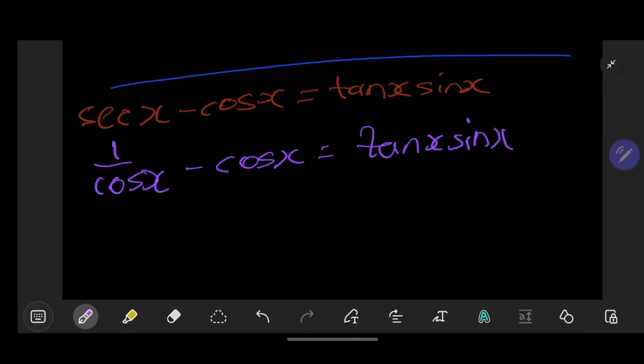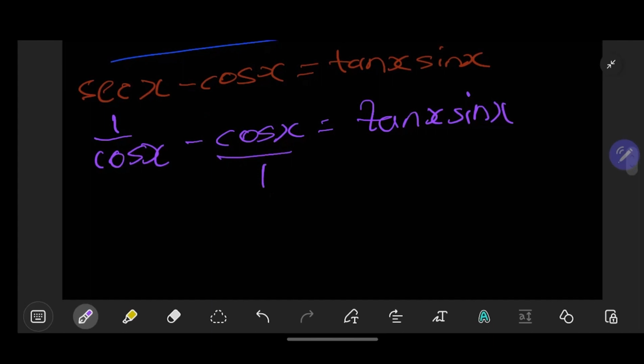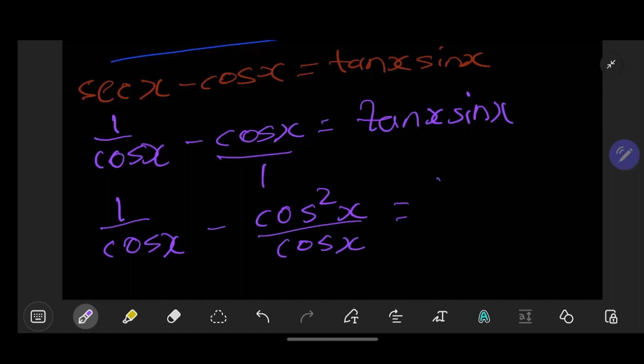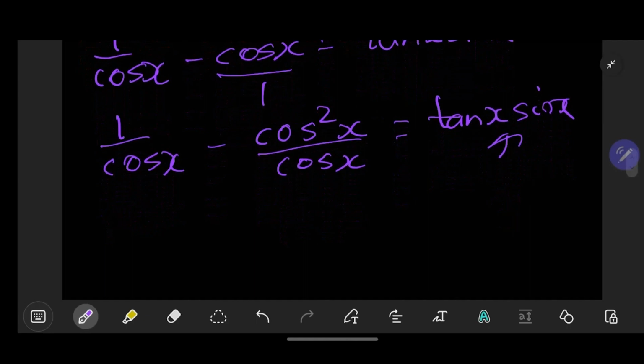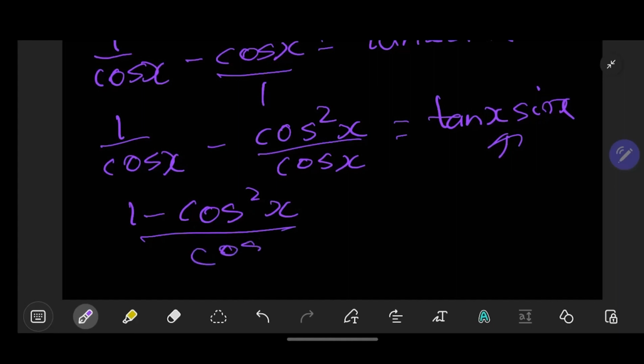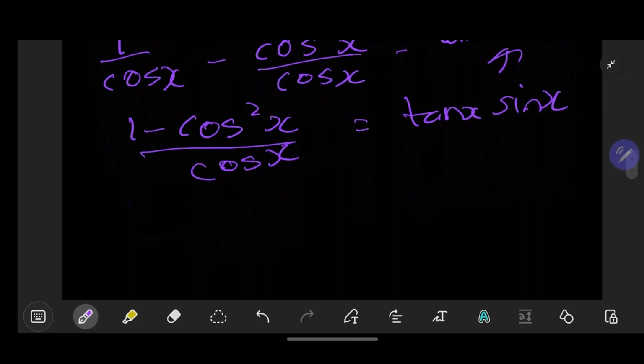Okay, so similar to the previous example, we're going to use the greatest common denominator, and we know that from here we can see that it's cos of x. So using that method, we're going to have 1 over cos of x minus cos squared x over cos of x is equal to tan of x sine of x. I still need to get this into that form. So let's rewrite this as 1 minus cos squared x over cos of x is equal to tan of x sine of x, just putting everything over the common denominator.